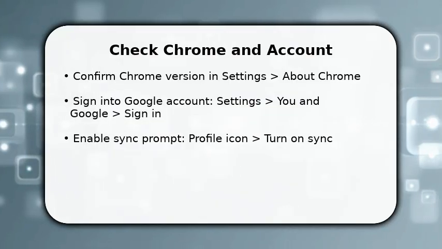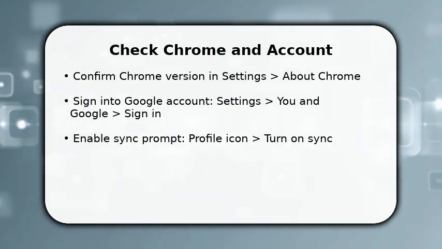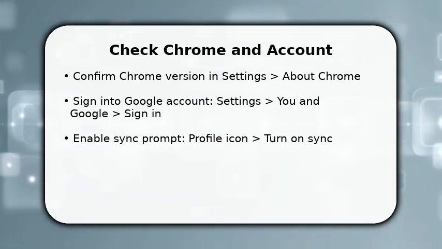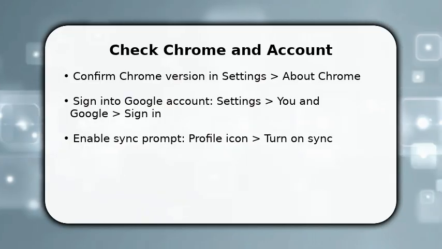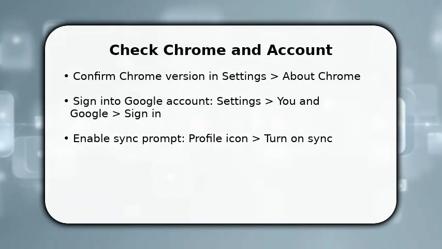You'll start by confirming Chrome is up to date and your Google account is signed in so sync can begin. Open Settings and go to About Chrome to let updates install. Once done, relaunch. Then click the profile icon and sign into your Google account if you haven't already.